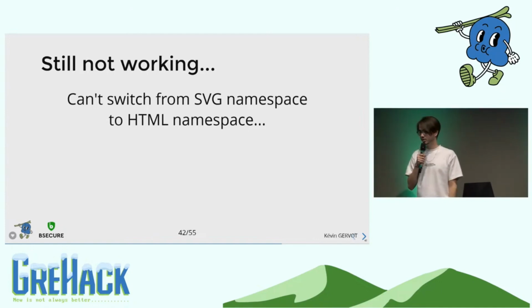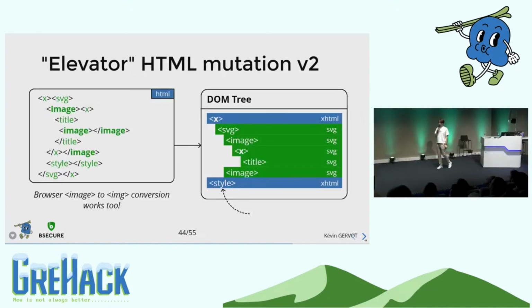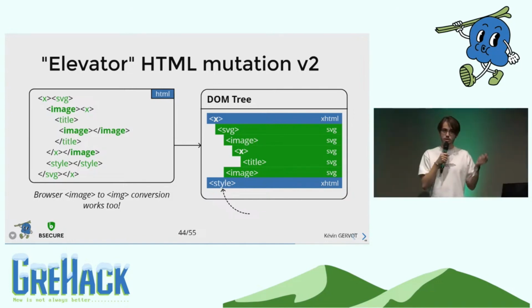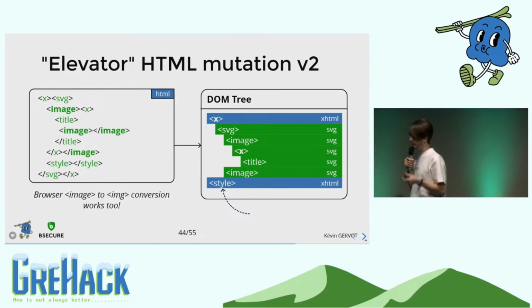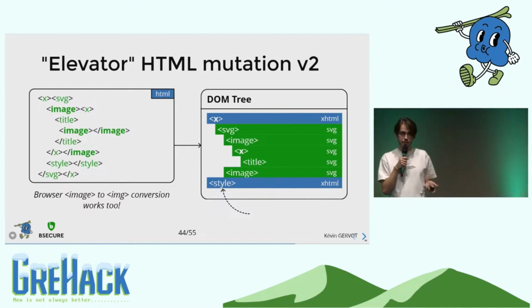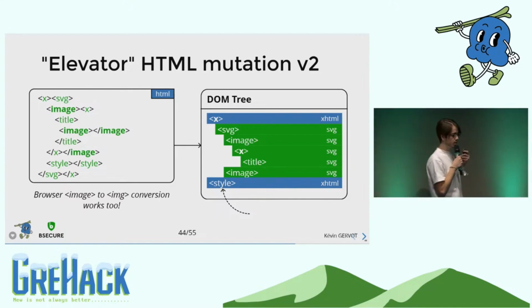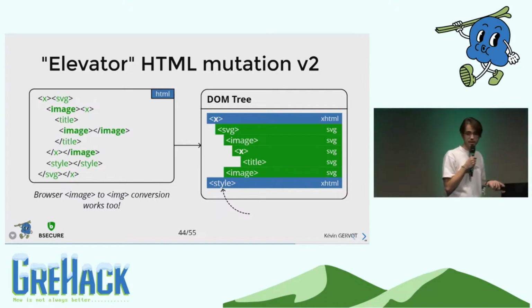So again, I decided to do some fuzzing. And I found a variant of this mutation, which seems to work in the context of the image tag conversion to IMG by the browser. So for those who do not know, the image tag and the IMG tag are both the same. The only difference is that one is supposed to be used in the SVG namespace for the image tag, and the other is supposed to be used in the HTML namespace for the IMG tag.